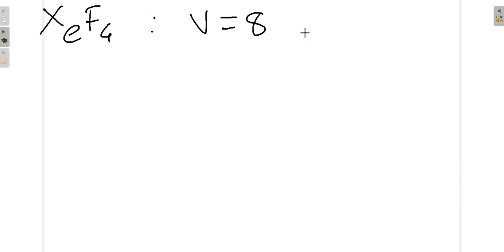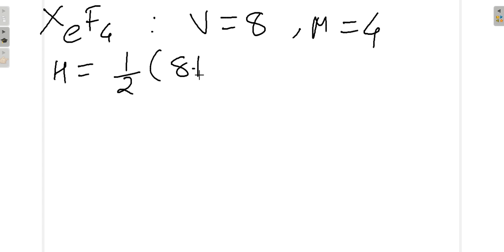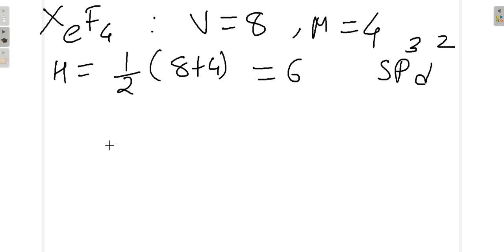Now let us consider XeF4. Valence shell electrons in the inert gas is 8. Atoms are 4. Index of hybridization will be half of 6. 6 is sp3d2. Just find the number of lone pairs. Number of lone pairs will be 2.